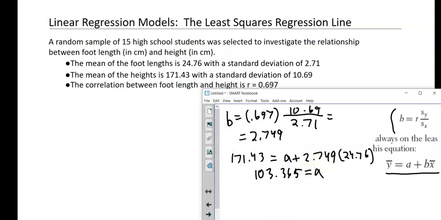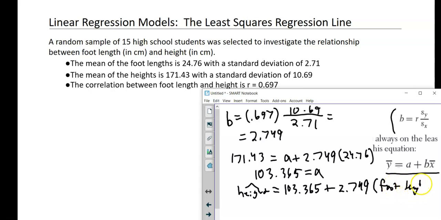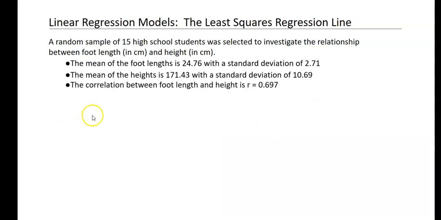So now I think we have enough to write our equation. y hat, which in this case is height, equals a, which is 103.365, plus b, which is 2.749, times the x variable, which is foot length. Something like that. We'll see if we did this right. Let's see if they did it.